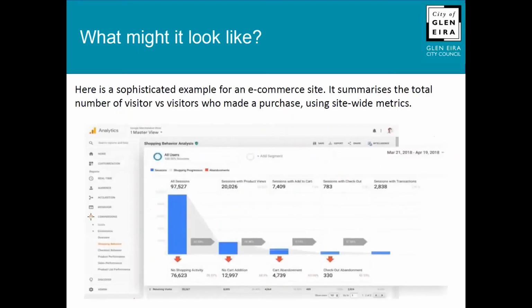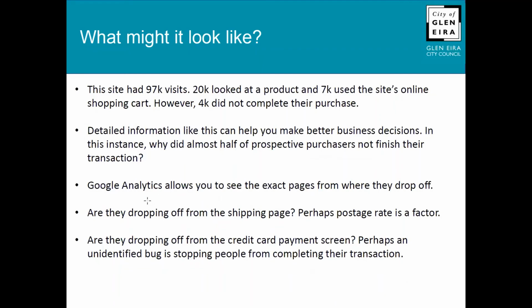At the other end of the scale, here is a sophisticated example for an e-commerce site. It summarizes the total number of visitors versus visitors who made a purchase. This information is drawn from site-wide metrics data. In this example, the site had 97,000 visits, of which 20,000 looked at a product using the e-commerce function. Out of those, 7,000 used the site's online shopping cart. However, 4,000 did not complete their purchase.